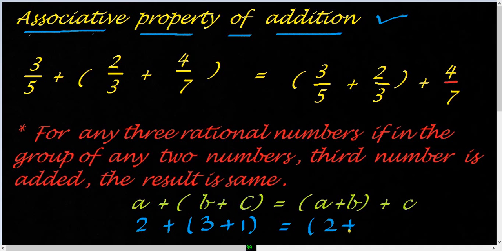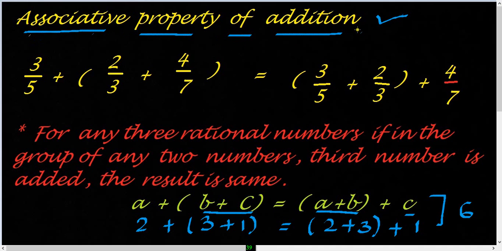After that you can add 2 plus 3 first, that is a and b, and then 1 at last. If you see both of them, 3 plus 1 is 4, 4 plus 2 is 6, and on the other side 2 plus 3 is 5, 5 plus 1 is 6. In both cases your answer is 6. So you change the position, add two rational numbers at one time and then add to the third one, and your answer will be the same. Whether you add a plus b first and then c, it hardly matters. That is what we study in the associative property of addition.